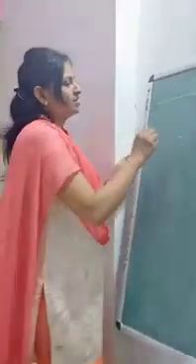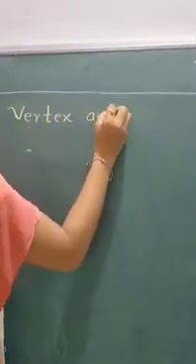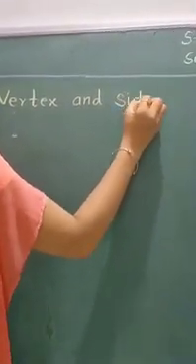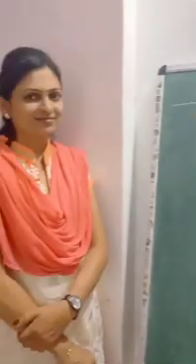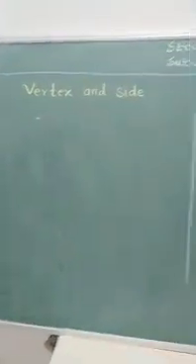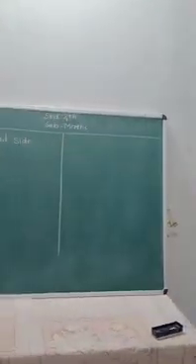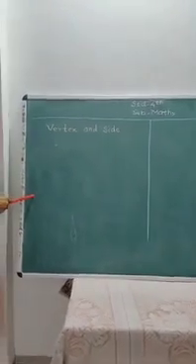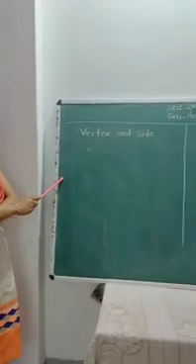Then now we will start our topic, that is vertex and side. Now tell me, children, what is this? Can you identify? Yes, it's a blackboard. What is the shape of the blackboard? Yes, it is in rectangle shape. Okay?